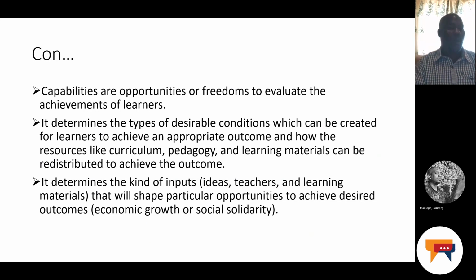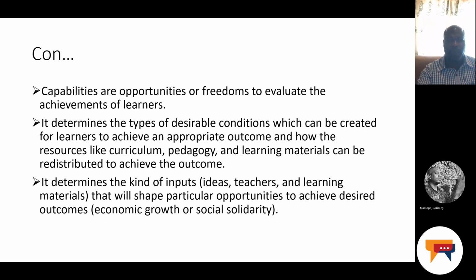As we proceed, we're saying capabilities are opportunities of freedom to evaluate the achievements of all learners. We are aware that all learners can learn and achieve, but their process of learning is different from one another. That is why we're saying all learners can learn and achieve, but they learn differently, as well as their achievements differ substantially from one another. That is why we have the slower learners, the average learners, and those who are highly gifted.